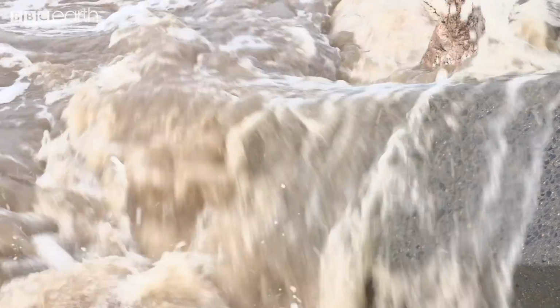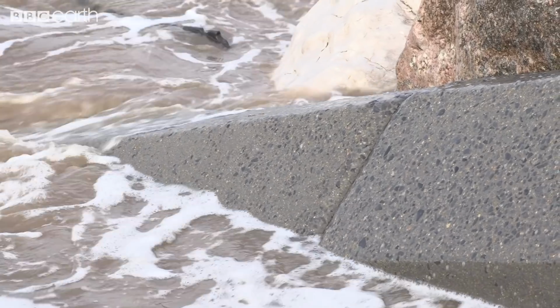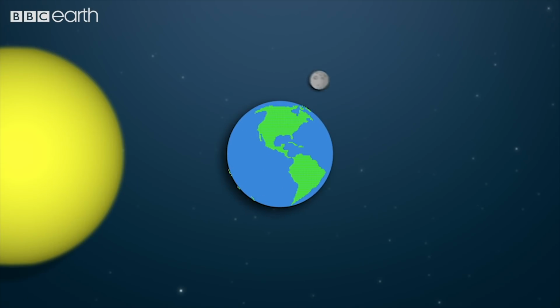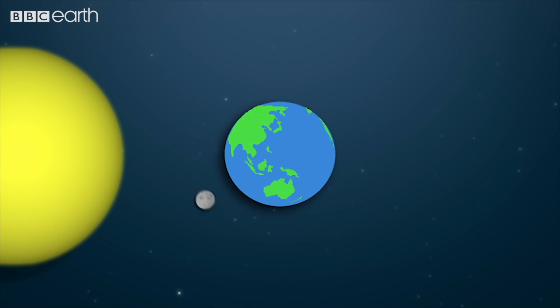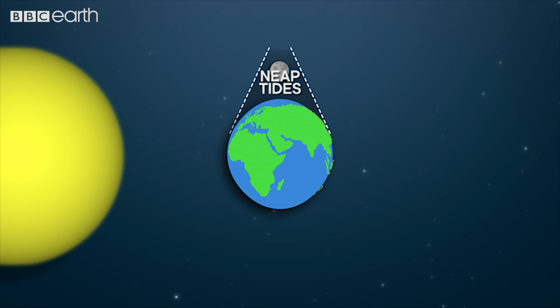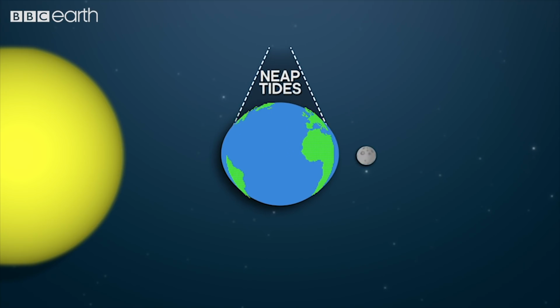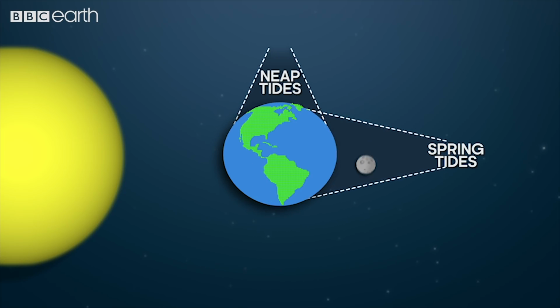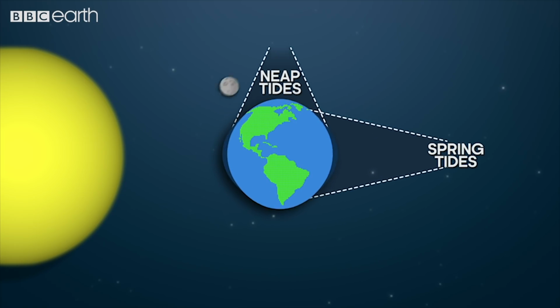The tidal range is largest, with high tides at their highest and low tides at their lowest, when the moon and sun line up, which occurs during a new moon and a full moon. These are known as spring tides. When the moon and sun are at right angles to each other in relation to Earth, the tidal range is less. These are known as neap tides.